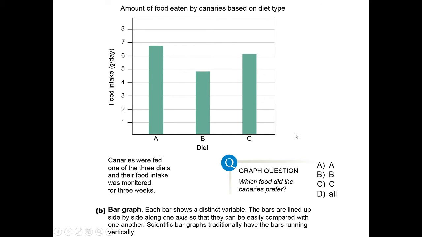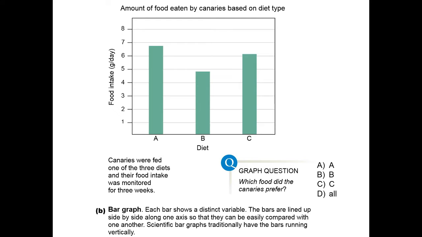Based on the graph, something that no one can argue with, it's very clear that canaries who ate diet A ate the most grams per day. They ate approximately 6.8 grams per day. This is higher than the canaries in group B. This is higher than the canaries in group C. This is very clear to see.